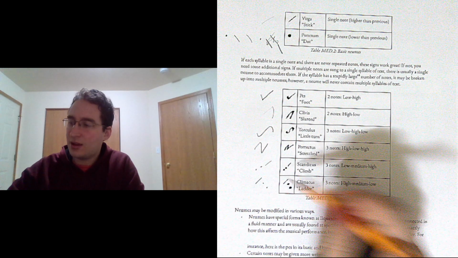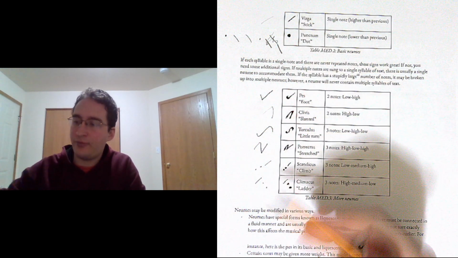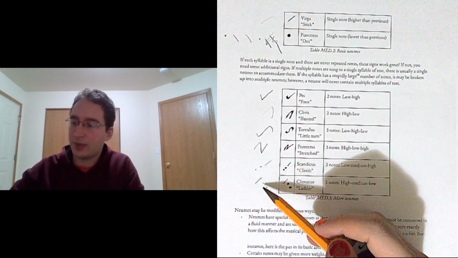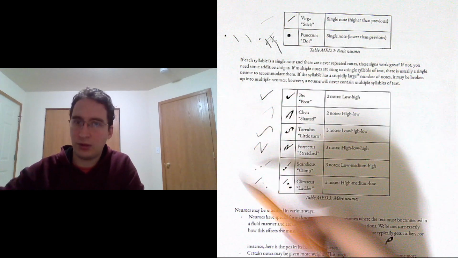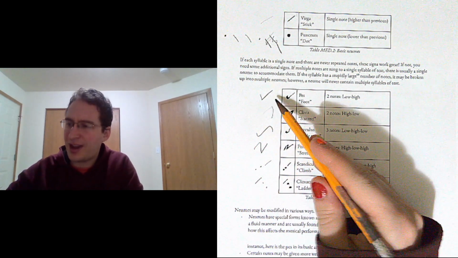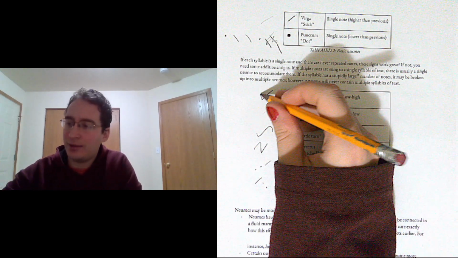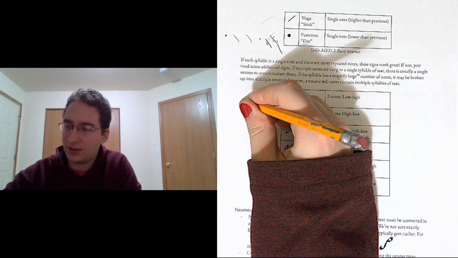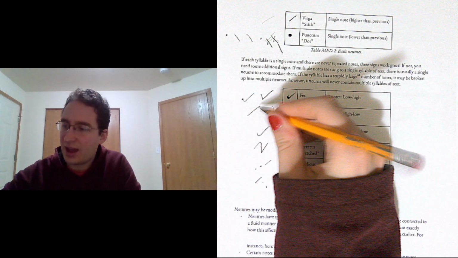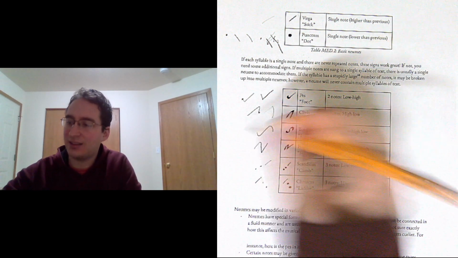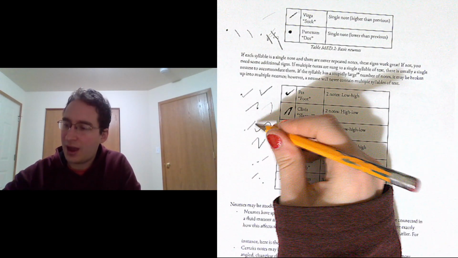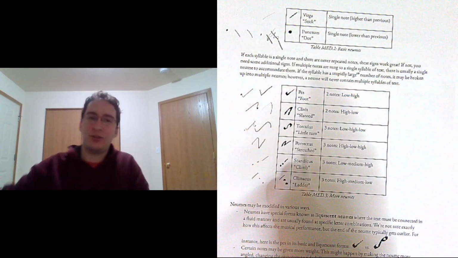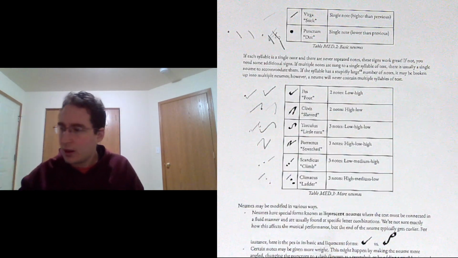So these last two are pretty obvious how they derive from the virga and the punctum. These ones, not as much. It's kind of you have a low and then a high, and then you just connect them. You have a high and then a low, and you just connect them. So low, high, low, and it kind of fills in.